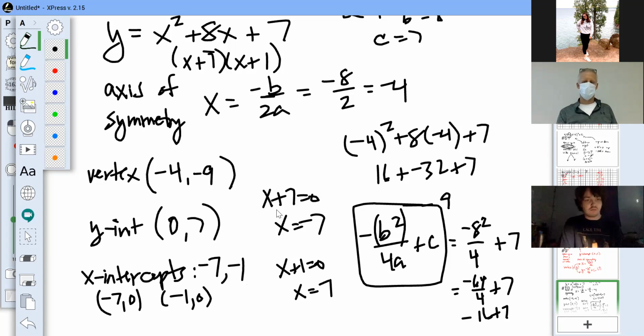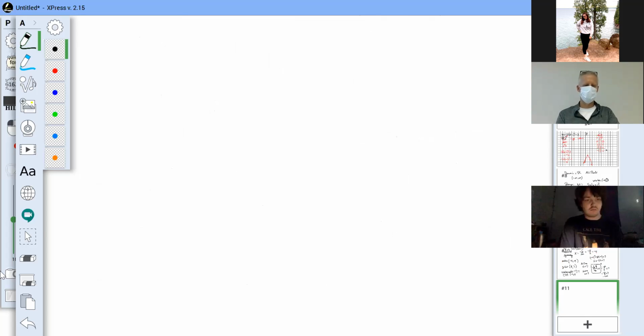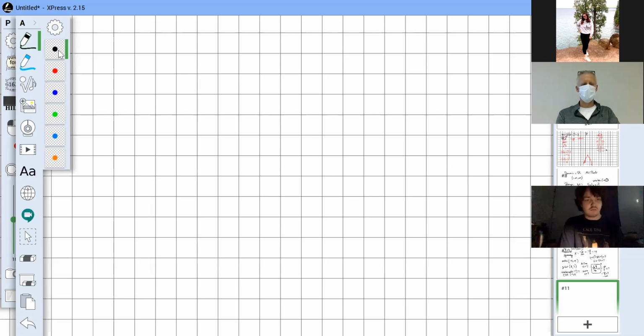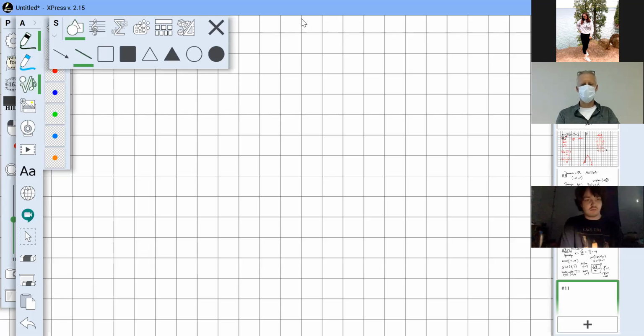So that's everything you can find in that, except for the graph. Now if I'm looking at the graph of this thing, I'll graph it quickly, and that's the whole purpose of finding this stuff: to get the graph.